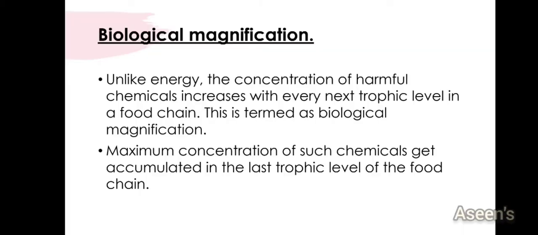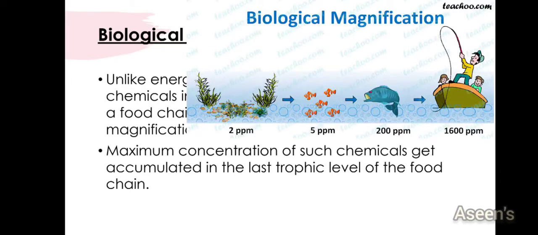Next, let's talk about biological magnification. This is something which is opposite of what we have studied right now, that is the 10% law and all. What we have studied is, as you go up and up the trophic level, the energy will go on reducing. But in case of biological magnification, it is the opposite. As you go on rising to the next level, the amount will go on increasing.